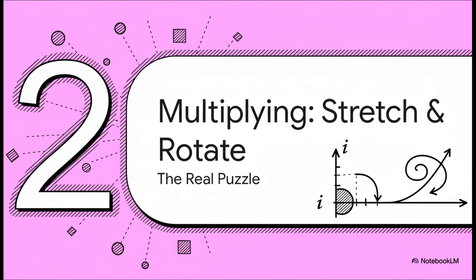Okay, addition was no big deal, but multiplication, oh, this is where things get really interesting. This is the real puzzle. How do you define multiplication in a way that makes sense? Not on a line, but across an entire two-dimensional surface. This is where the magic is.